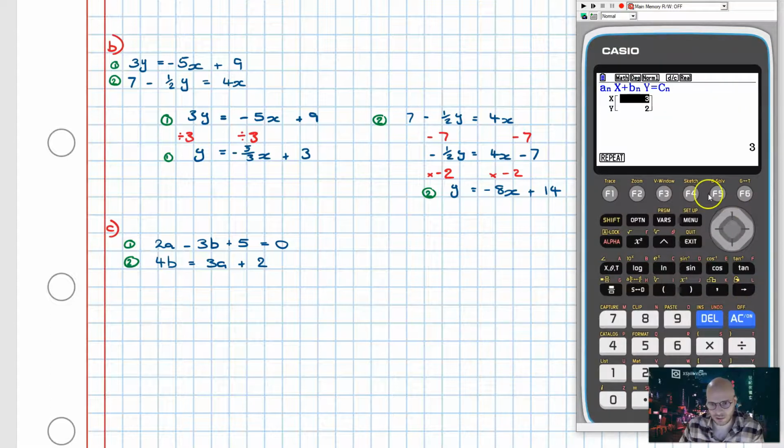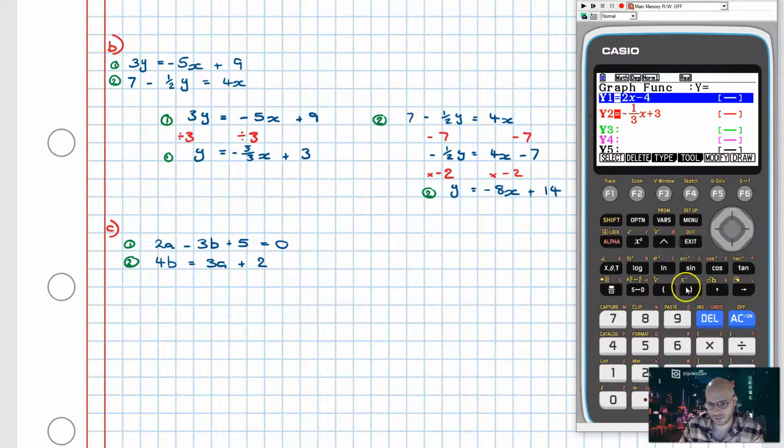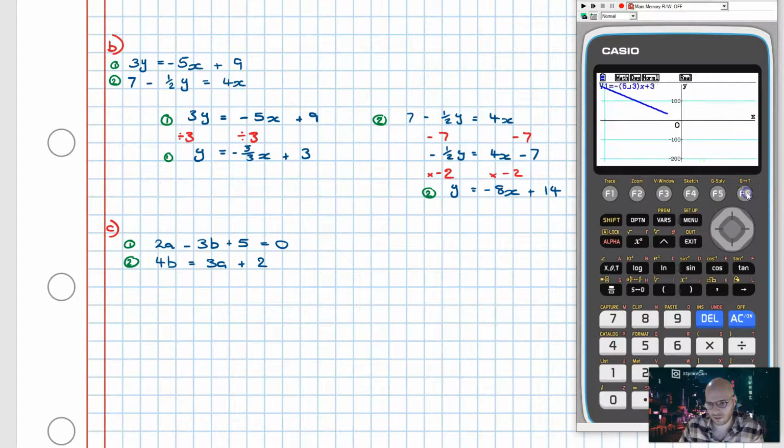Putting this through the graphical method, we go up and we press 5. We get rid of these equations here because we don't need them anymore. And then we put in the first. So we're going to go negative 5 over 3 x plus 3. Then the second one we're going to go negative 8x plus 14. Go for draw, and then we'll go for G-solve. So F5 and F5 again.